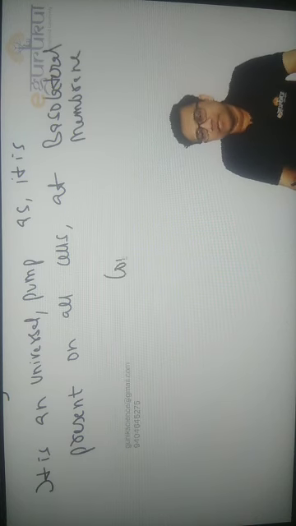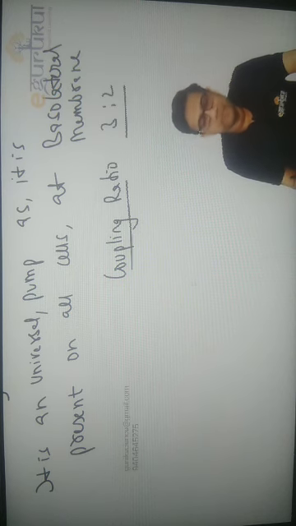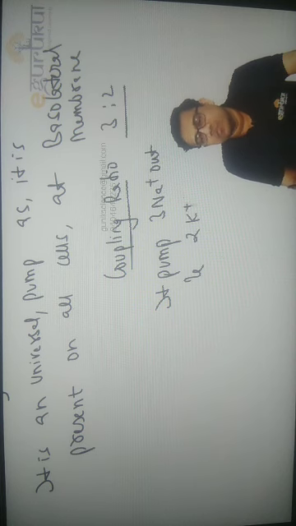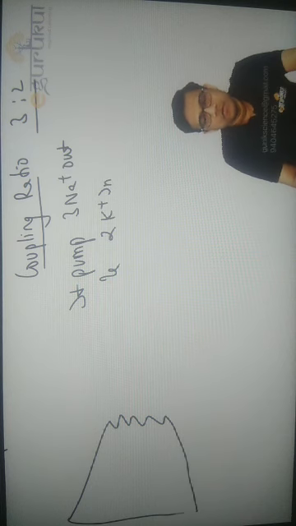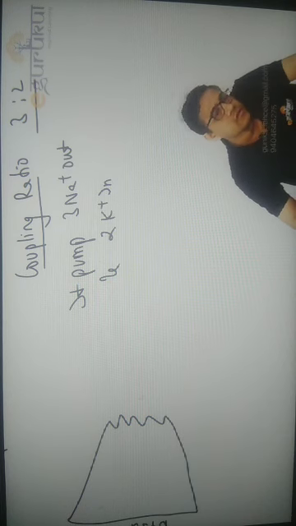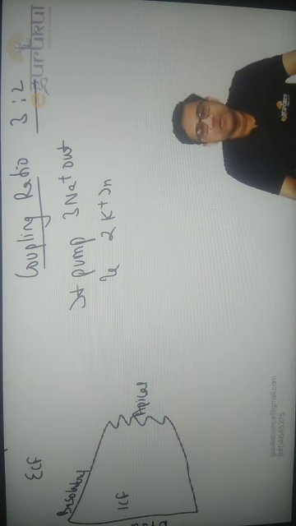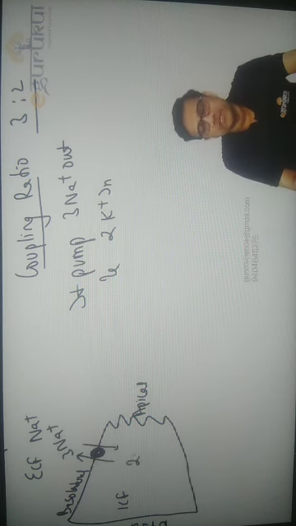And what is the coupling ratio? The coupling ratio is 3:2. What does it mean? It pumps 3 sodium out and 2 potassium in. Now let's see what it looks like. This is the basal border, this is the apical or luminal border, and this is the basolateral. This is ECF, this is ICF. Now we know sodium is more in the ECF. Still, this pump pushes 3 sodium out and brings 2 potassium in.